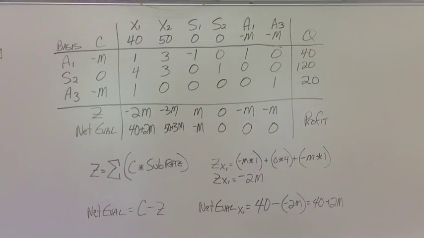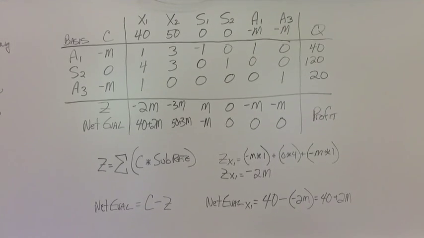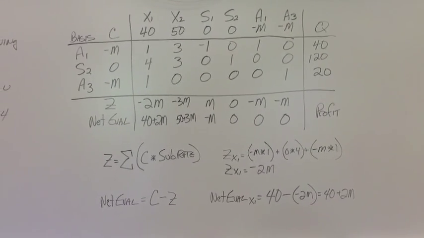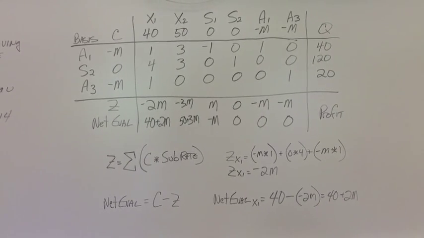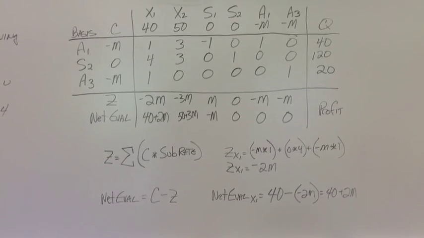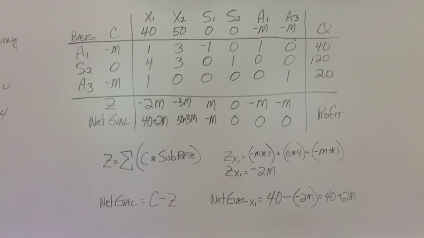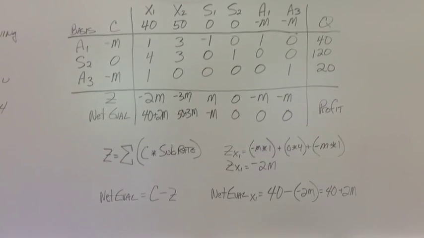Here is our initial feasible solution. We just set up the basic tableau. Again, we had three constraints, so we have three variables in our basis. Our subrates are basically just our constraint formulas written out.